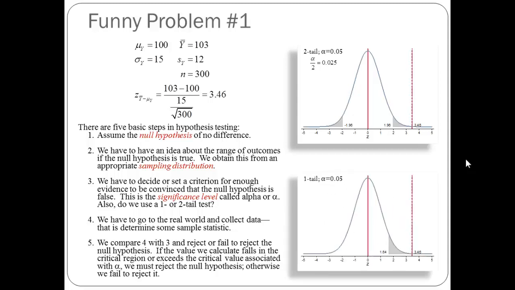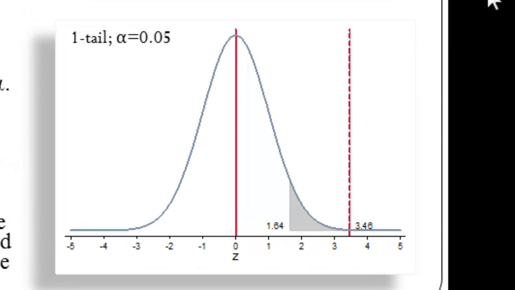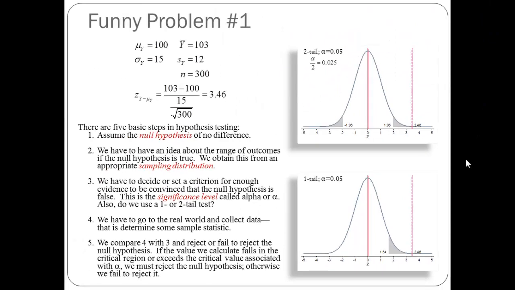If we had done a one-tailed test, our critical value in step 3 would not be 1.96, it would be 1.64. That shaded area is also 5%, or 0.05, of the entire distribution, but it's all piled up into one tail, whereas in the two-tailed test it's divided equally between the two tails. In this particular problem, it doesn't make a difference. I would reject the null whether I was doing a one- or two-tailed test.